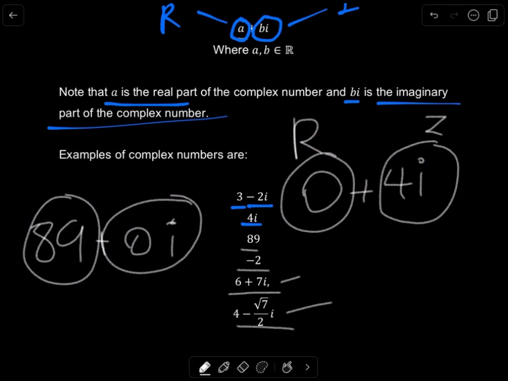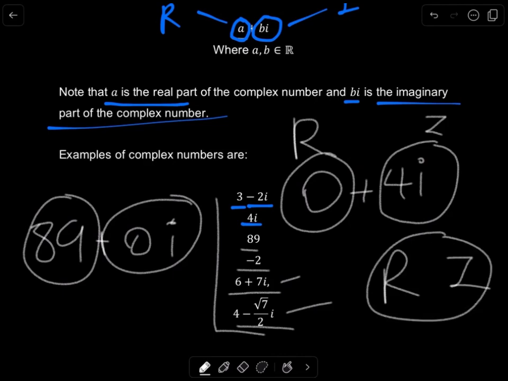That's a complex number. What I'm trying to show you here is that any number that you're going to deal with in this lesson is going to be a complex number. Doesn't matter if it's real or if it's just imaginary or if it's a combination of both. They're all going to be complex numbers.